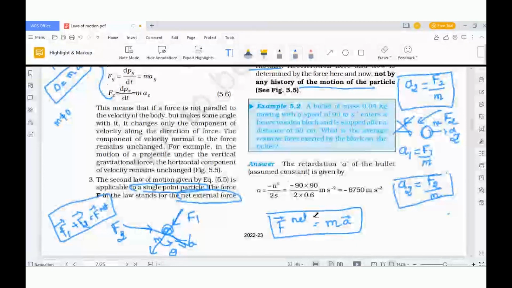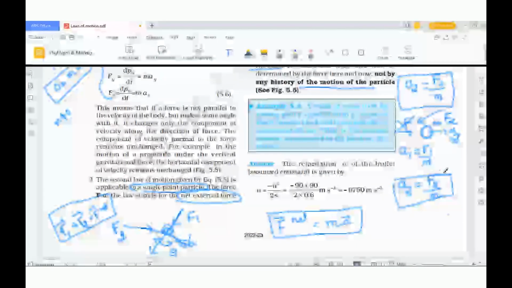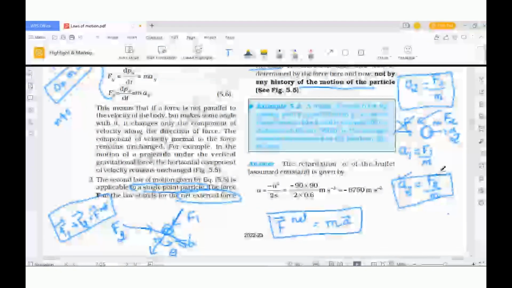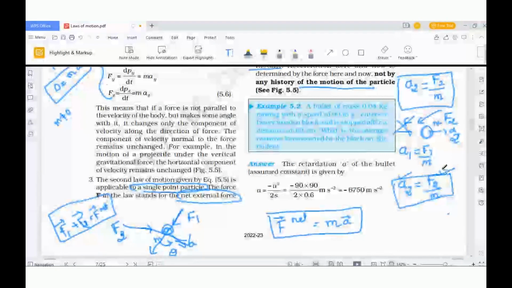Yeah. So what I am trying to convey is, at the moment when I'm talking, only F2 is acting. So its acceleration should be decided only by F2. You need not think about what the past force was.